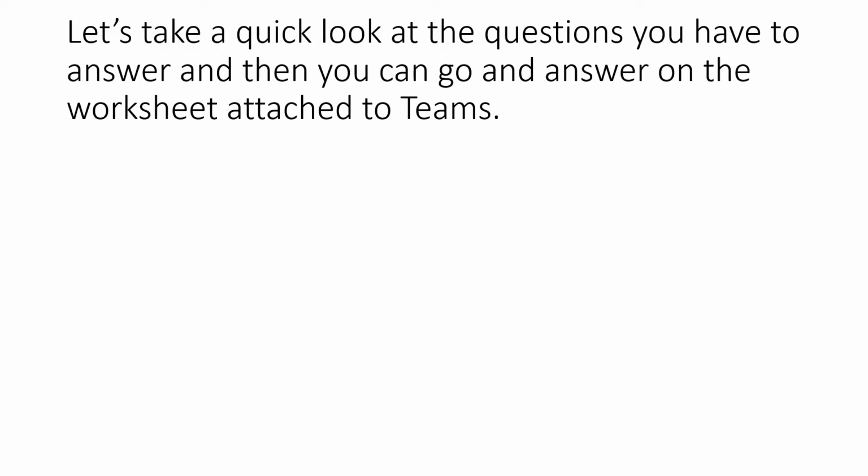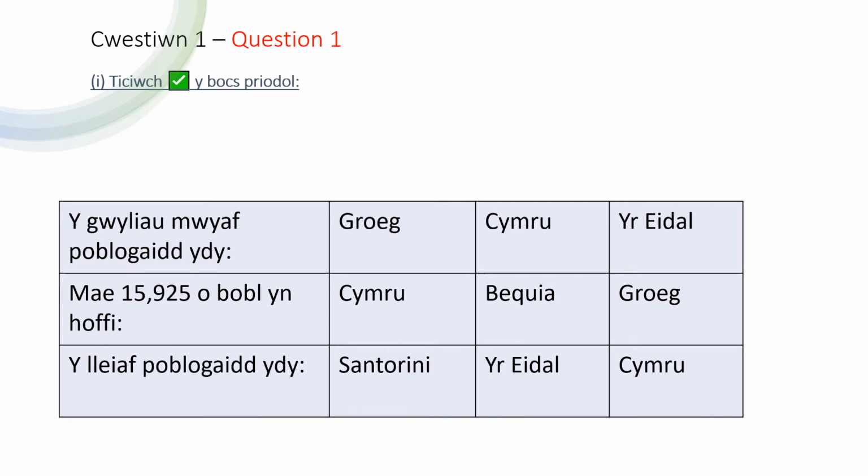Okay, so let's take a quick look at the questions you have to answer today. And then you can go and answer them on your worksheet that's attached to Teams. So if you open that one up and mark your correct answers and then return it to your teacher. So question 1. Tickiwch a box priodol. Tick the correct box. So on the left, you've got 3 sentences and then you've got a choice of 3 answers. You tick which one you think is right. So the first one says, y gwyliau mwyaf poblogaidd ydy.